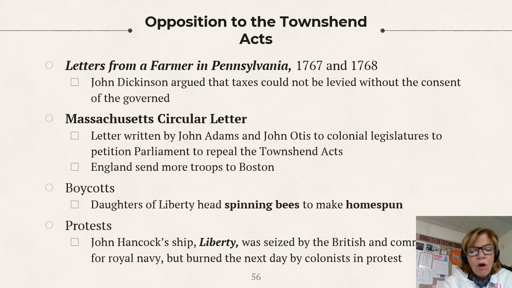To put down all of this, what England does is send more troops, especially to Boston. They see that Boston is like the troublemakers, so they want to control it. We get another round of boycotts, right? And again, the women resort to spinning bees and homespun. And then we get another round of protests. And sometimes those are violent.